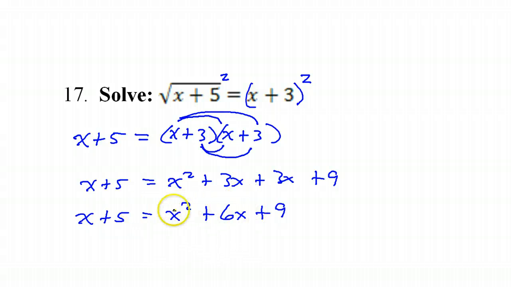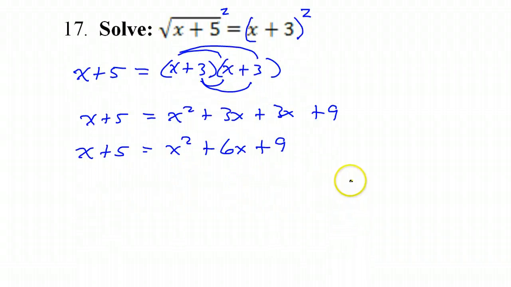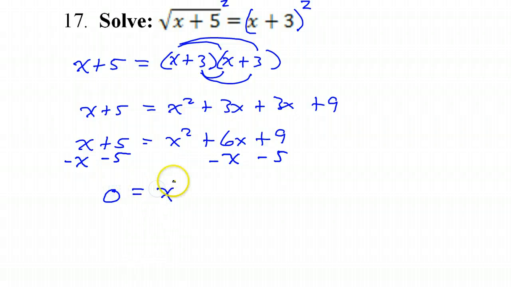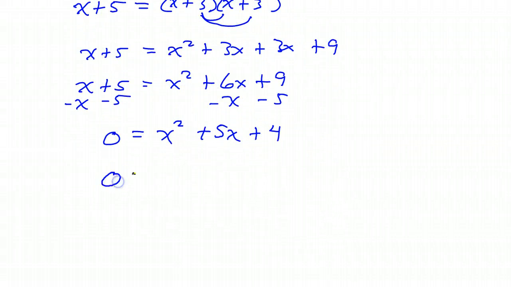Alright, I see the x squared and the x, so I can't just get x by itself, so I'm going to wind up factoring or using the quadratic formula. But for right now, I'm going to subtract x from both sides. And you know what? I might as well subtract the 5 as well. Just line up your like terms. So I have 0 equals x squared plus 5x plus 4. This is easily factored.